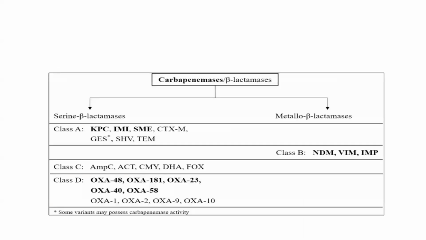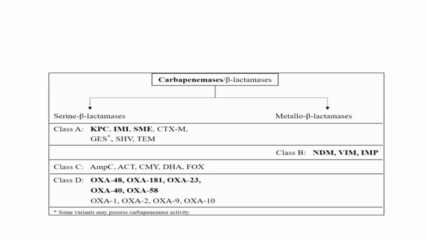So this is the classification of carbapenemase beta-lactamase, which is broadly divided into serine beta-lactamase and metallo-beta-lactamase. The serine beta-lactamases include KPC, ESBL, AmpC, and OXA, and the MBLs include NDM, VIM, and IMP.